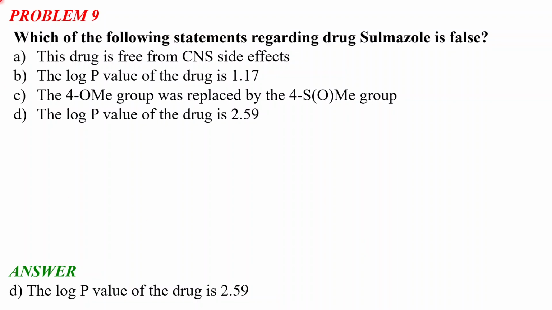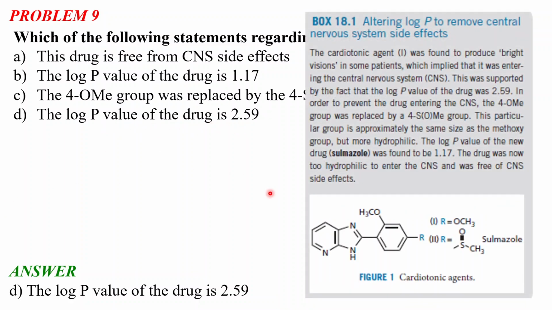So regarding the statements now about salmazole: number A, this drug is free from CNS side effect, is true. The log P value is 1.17, this is also true. The 4-OMe group was replaced by 4-SOMe, this is also true. Number D, which says the log P value of the drug is 2.59, is false. The precursor, the former drug which has R as OMe, has a log P value of 2.59, but salmazole has a value of 1.17. That is why statement number D is false.